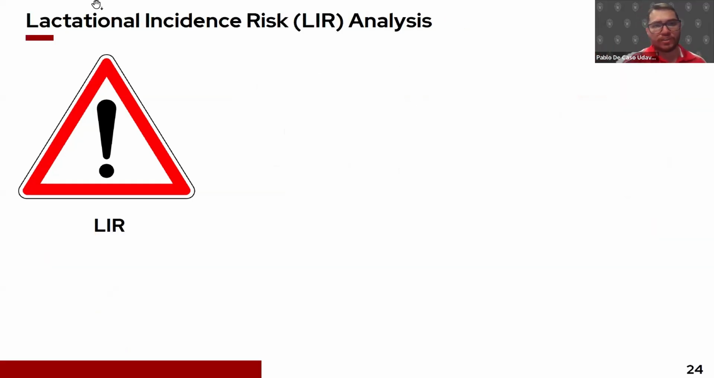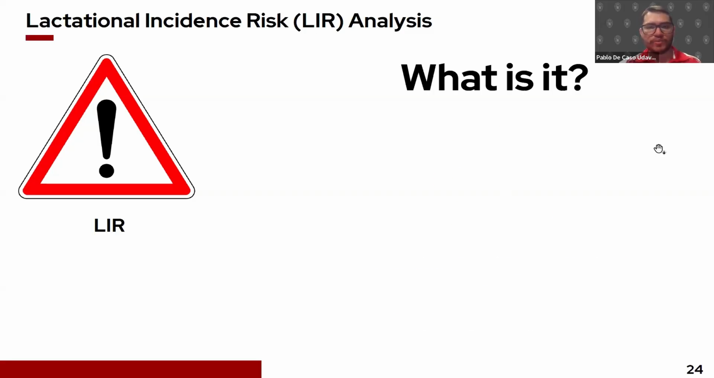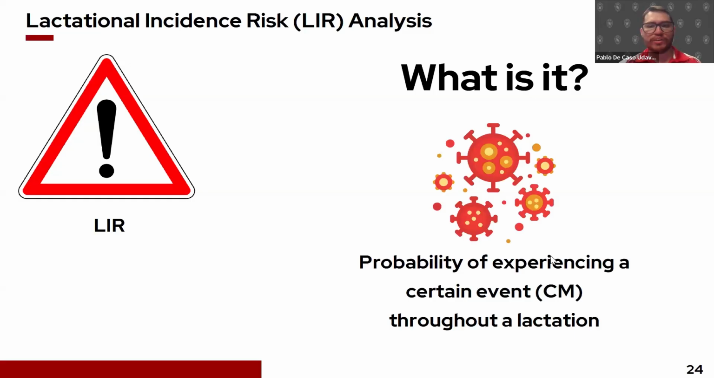So, first of all, jumping into the lactational incidence risk analysis. I would like to give a definition of what the lactational incidence risk is and why it is important. The lactational incidence risk is a metric, a parameter that we can define as the probability of experiencing a certain event, which from an epidemiology or health aspect could be any disease. But for the purposes of our analysis, we're only going to be discussing clinical mastitis, which I forgot to mention in the first slide.